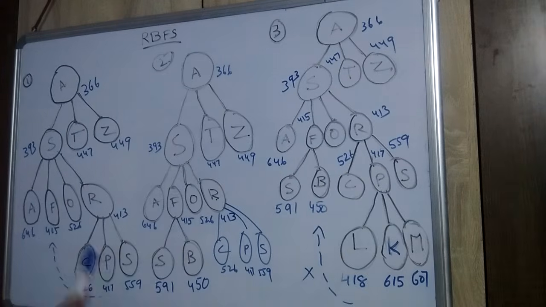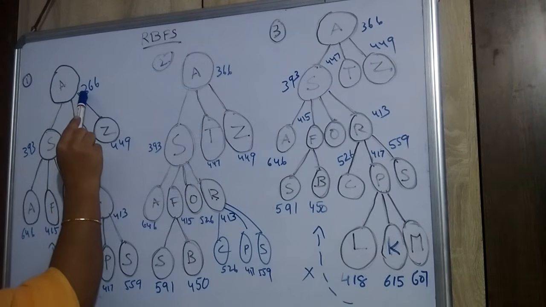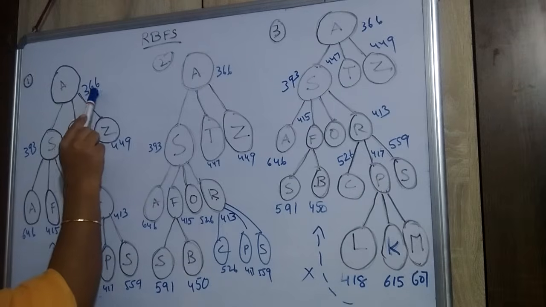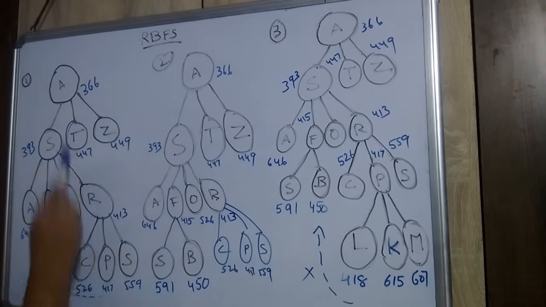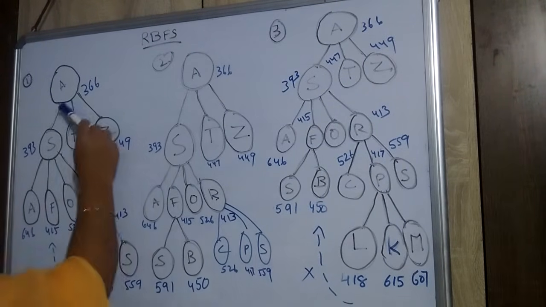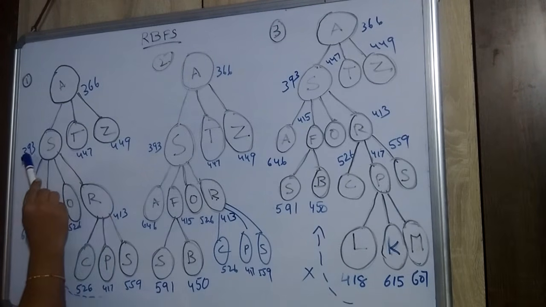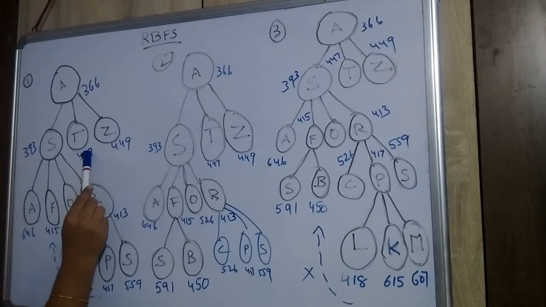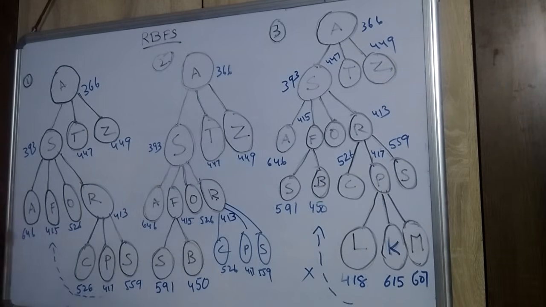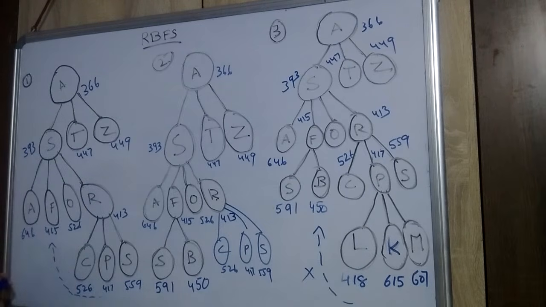Let us see. Here, in this example, the root node starts from A. The path cost value at the root node is 366. The f of n value is 366 and it expands all three nodes: S 393, T 447 and Z 449. Which one is minimum here? f of n is the minimum among all of these. Minimum is 393, so it expands 393.